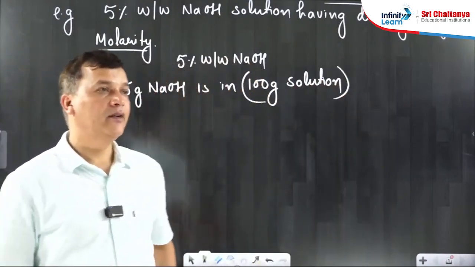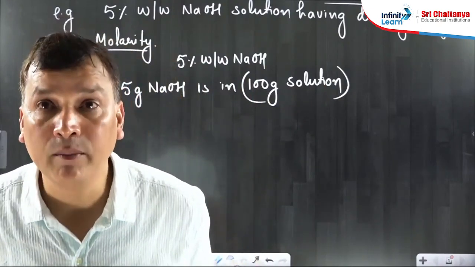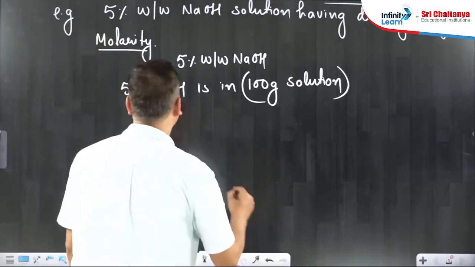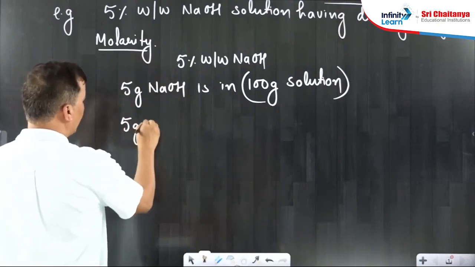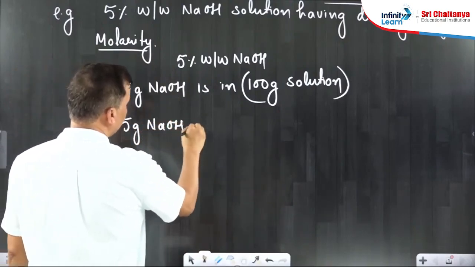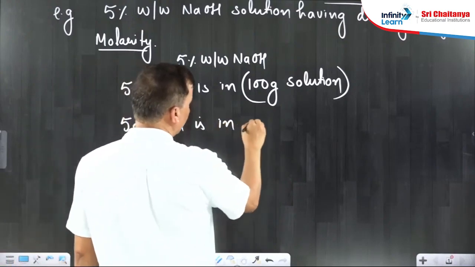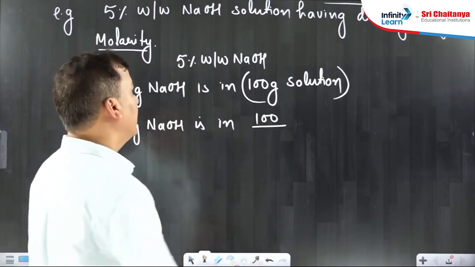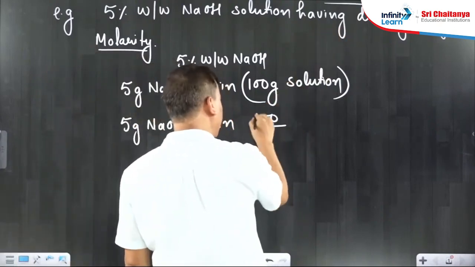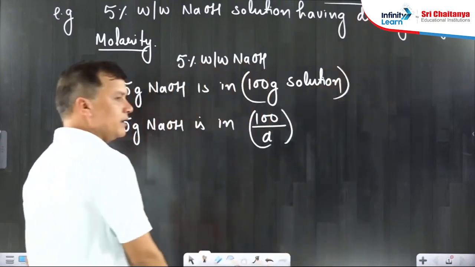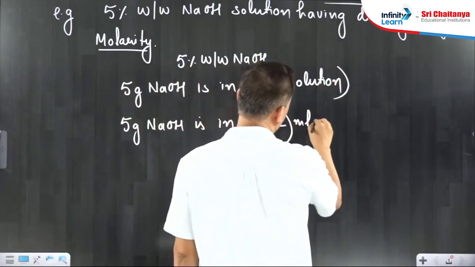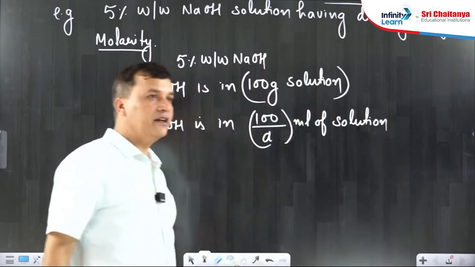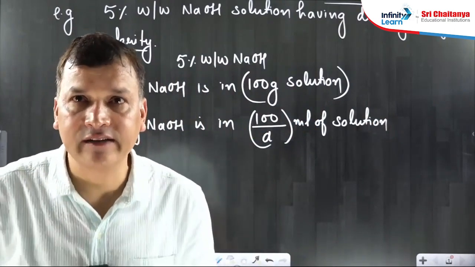But ultimately, for molarity, do we need mass or volume? We need volume. So how will we calculate the volume? Here 5 gram of NaOH is present in 100 upon density, whatever density D is given in the question, ml of the solution. Confirm please, yes or no. The mass has to be divided by the density.